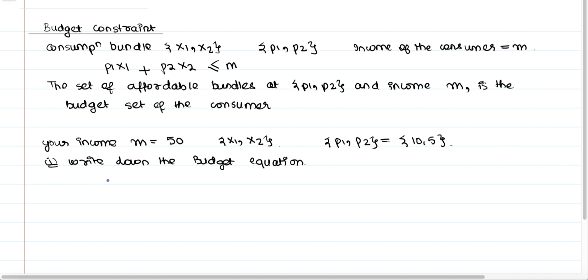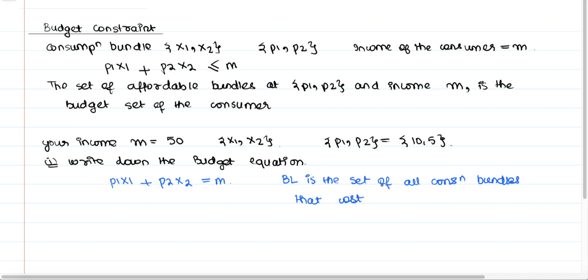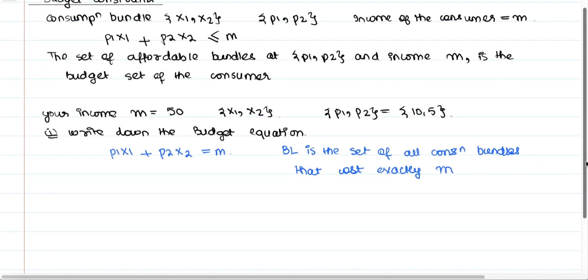So budget line is what? p1 x1 plus p2 x2 should be equal to m. So the budget line is the set of all consumption bundles that exactly cost m. In the budget constraint, you have the set of all affordable bundles that may cost less than m. But on the budget line, all bundles cost exactly m. I'll also write one definition: budget line is the set of all consumption bundles that cost exactly m.